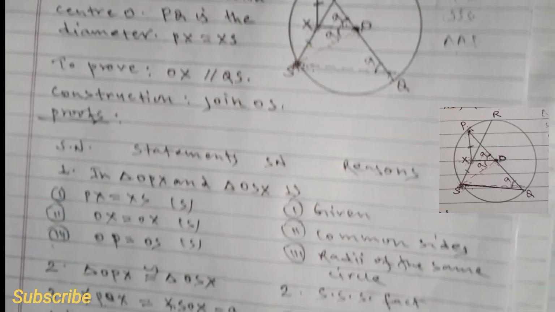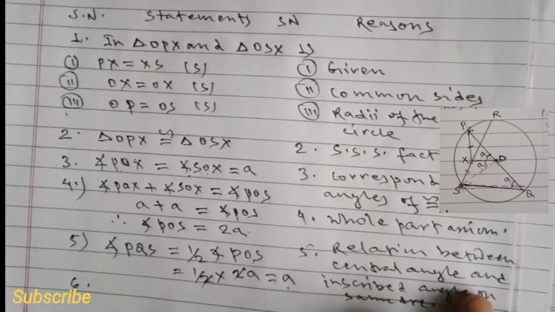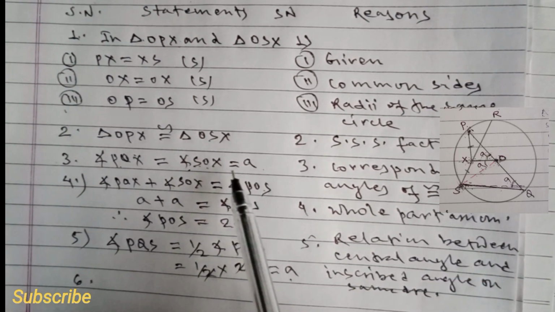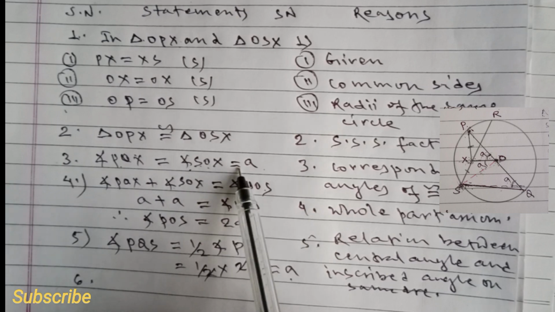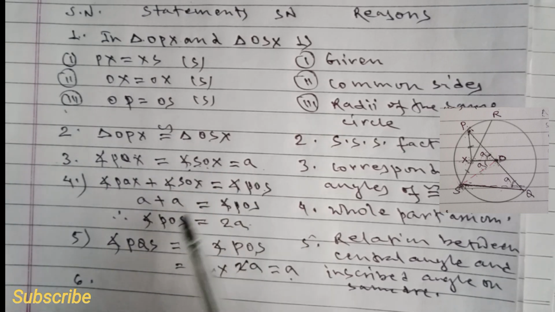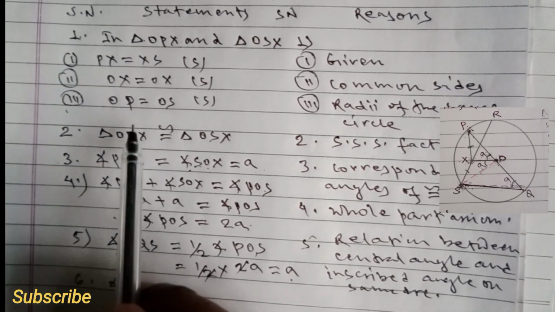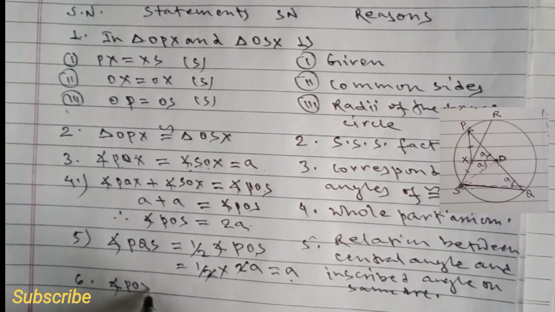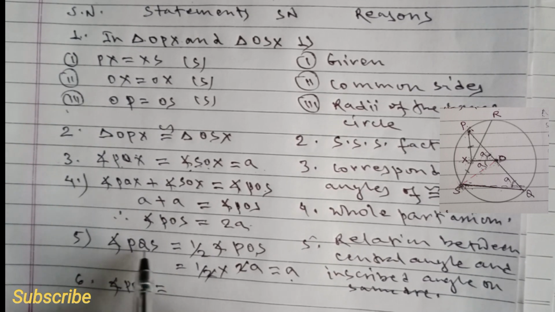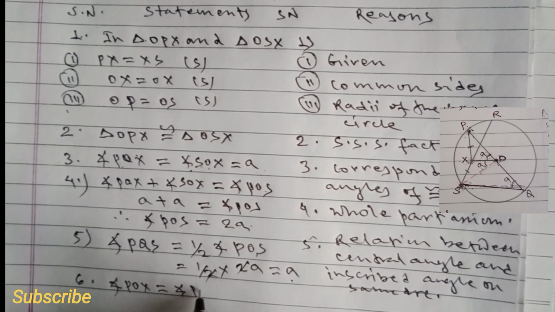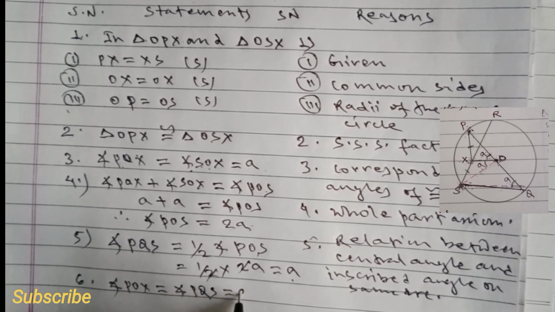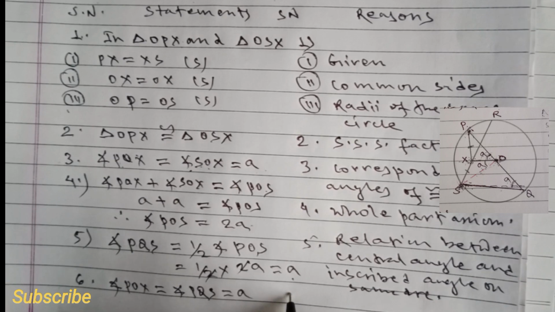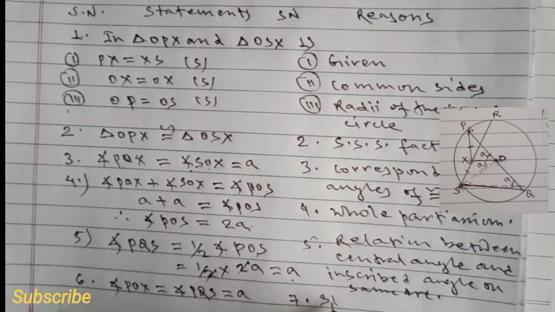So by combining the two statements, angle POX equals A, and PQS is also equal to A. So let's combine the two statements. Angle POX is equal to angle PQS, and we have supposed equal to A. So number 7 we can write combining statements 3 and 5.